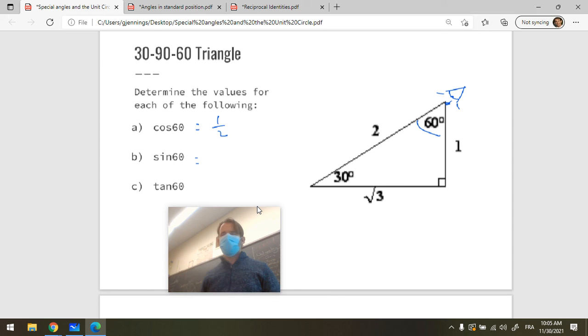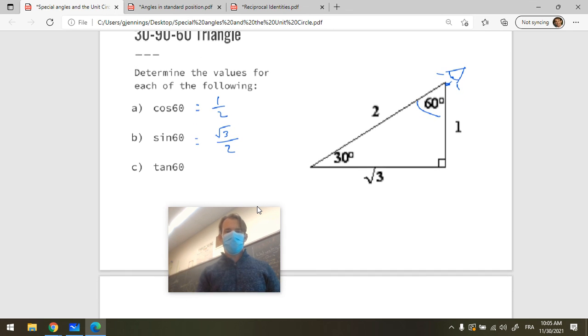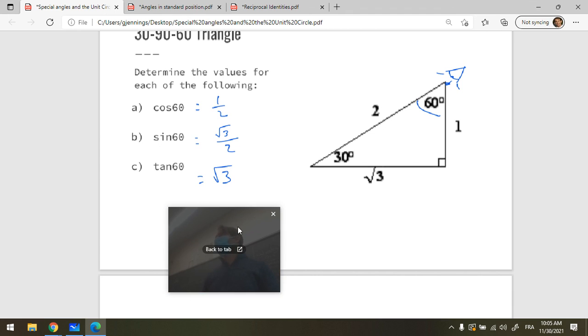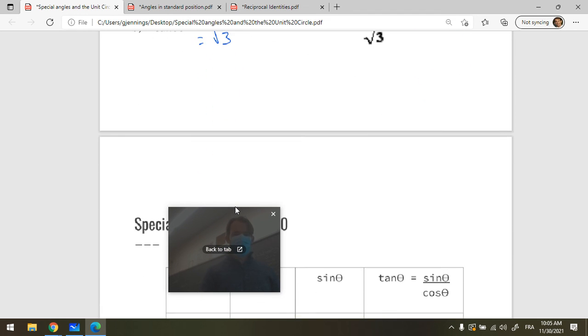Sine 60. Square root of 3 over 2. Yeah, this is root 3 over 2. Good. So opposite over 2. Opposite over hypotenuse is sine. And tangent 60. Root 3. Good answer. Root 3. Root 3 over 1. Root 3. Good. Very good.